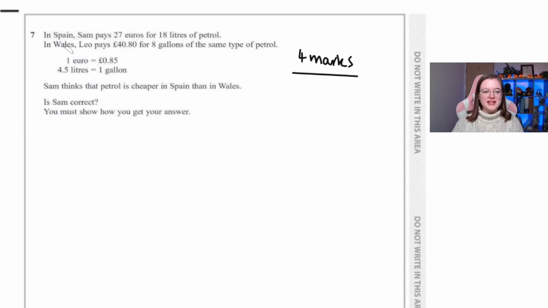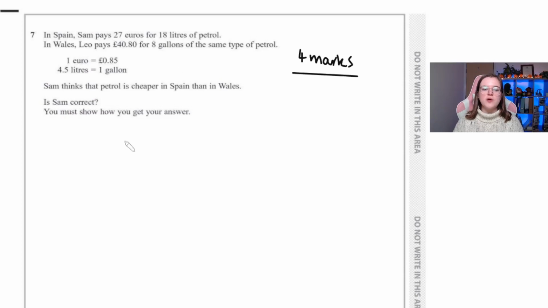Question 7. In Spain, Sam pays €27 for 18 litres of petrol. In Wales, Leo pays £40.80 for 8 gallons of the same type of petrol. €1 is 85 pence and 4.5 litres is a gallon. Sam thinks that petrol is cheaper in Spain than in Wales. Is Sam correct? You must show how you get your answer.